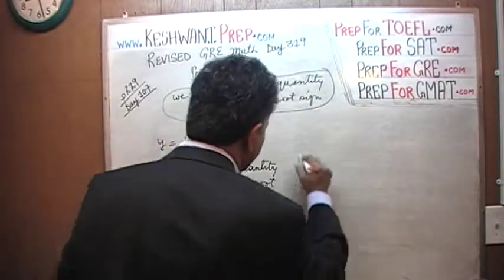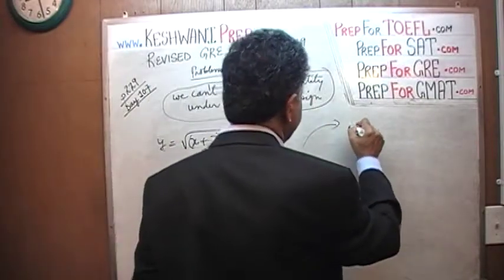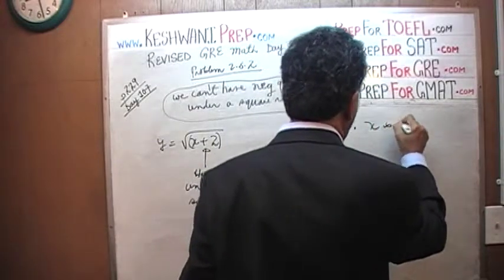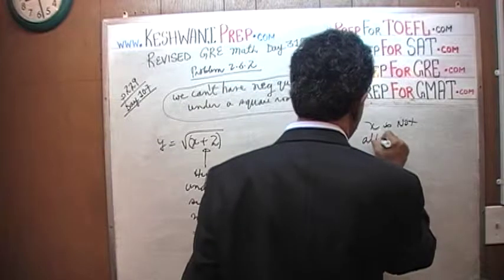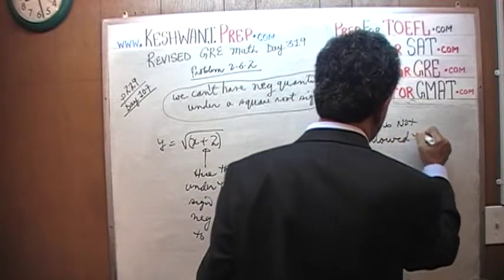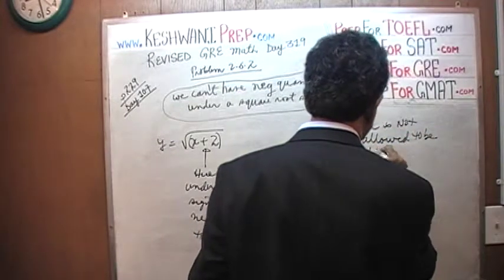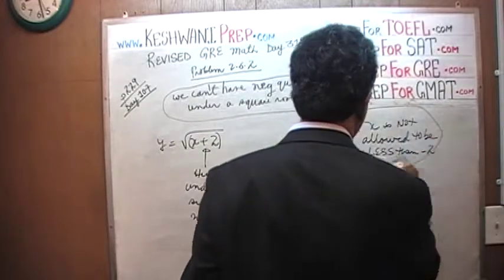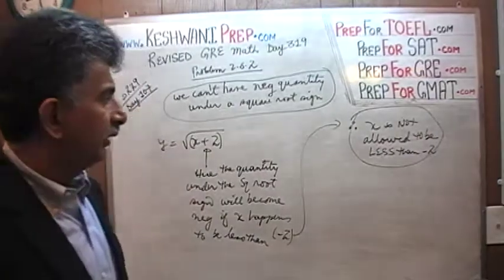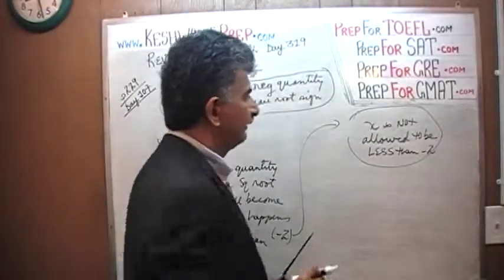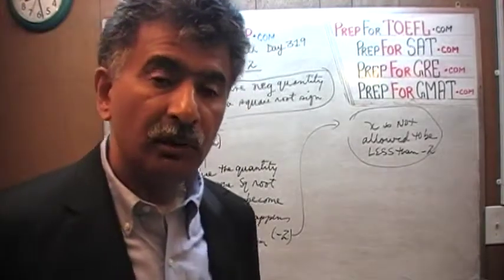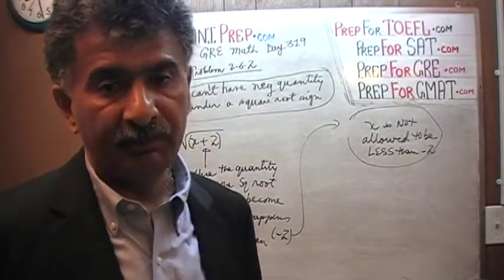Therefore, x is not allowed to be less than negative 2. This sentence that we just wrote down, that x is not allowed to be less than negative 2, now we're going to say the same sentence in the language of mathematics.